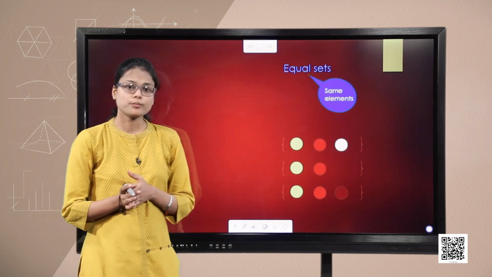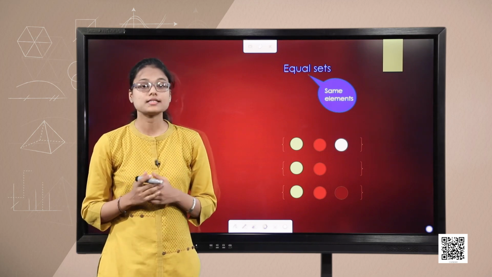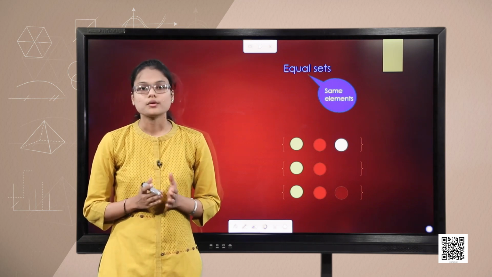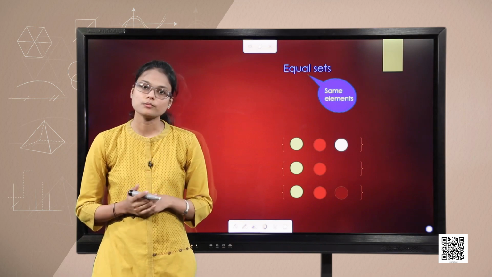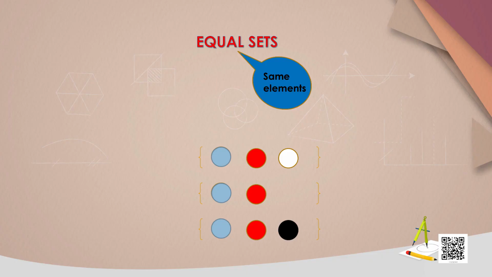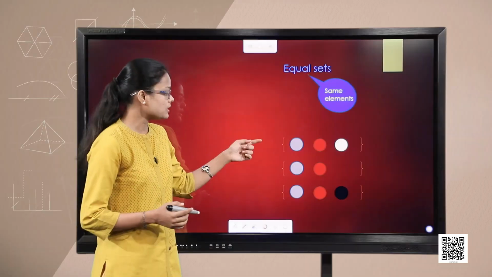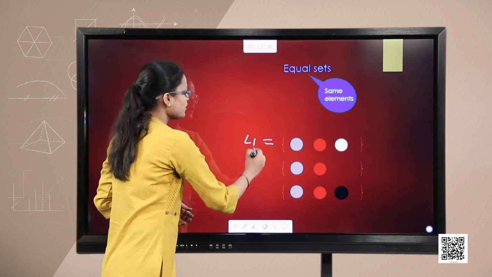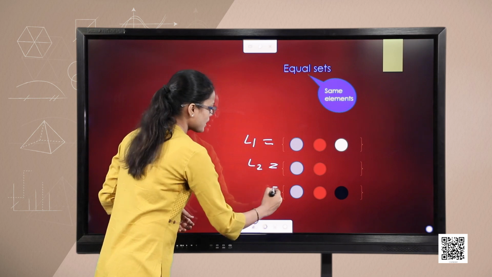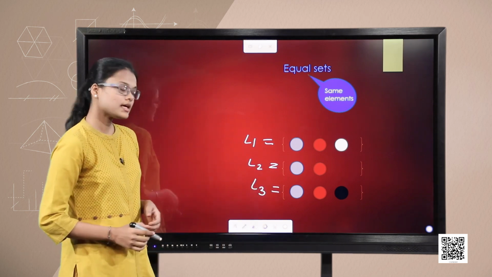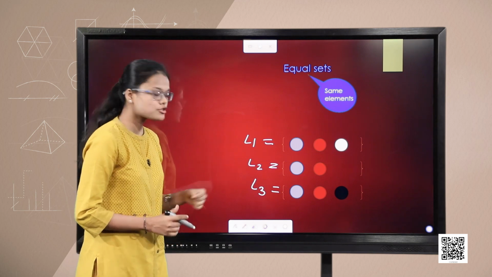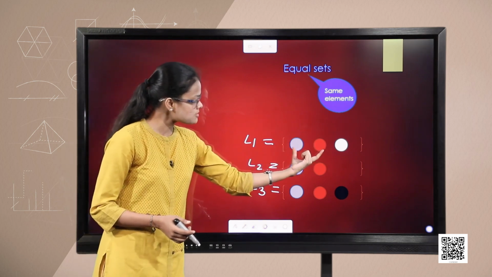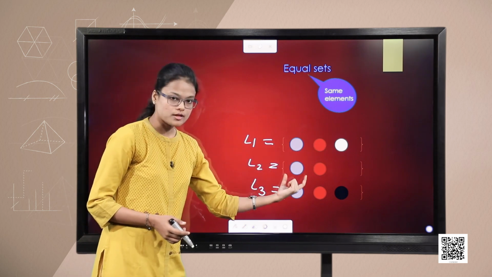Now, since we have studied what are empty set, infinite set, finite set, singleton set, the question arises, when can we say two sets to be equal. So, let us take these examples and see whether these three sets are equal or not. First, let us name them L1, L2 and L3. Can I say that the set L1 is equal to L2? No, it is not, as L1 is containing 3 elements and L2 is containing 2 elements.